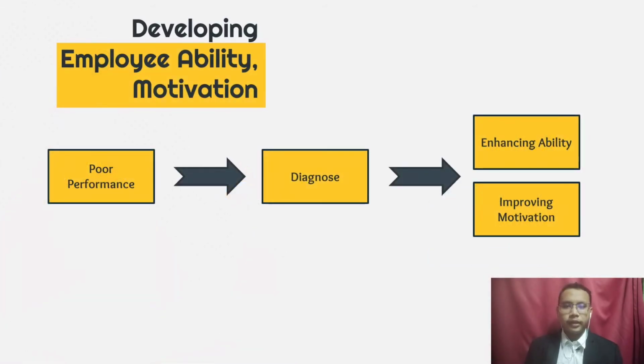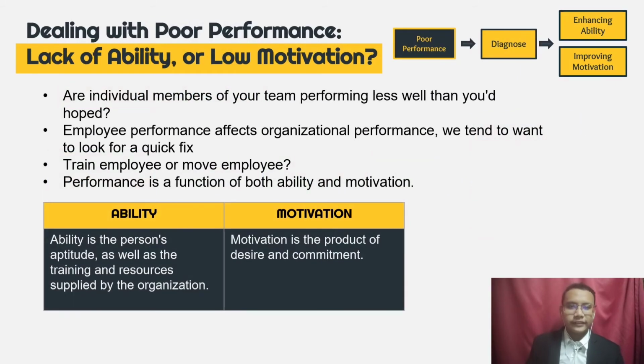I will continue with the subtopic developing employee ability and motivation. In this subtopic, there are a few steps. First of all, you will learn how to detect the poor performers, second, how to diagnose the factors of poor performance, third is how we enhance abilities, and fourth is how we improve motivation. The third and fourth steps, we can do simultaneously or separately. So we move to the first step, which is dealing with poor performance.